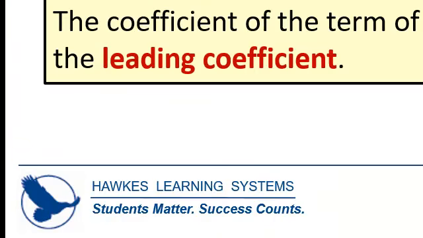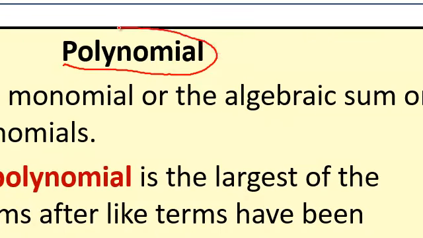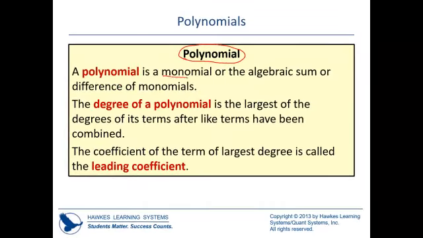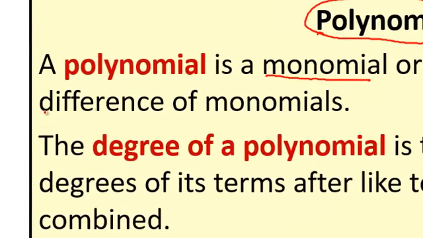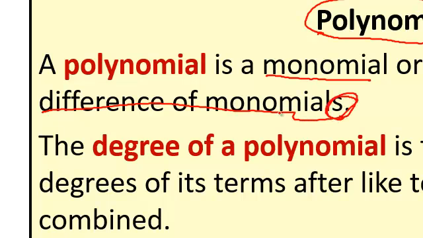Now we get to the point that we're talking about polynomials. Poly means more than one, or many. And so a polynomial is a monomial, or the algebraic sum or difference of monomials. Look at the s here, plural. Like I said, monomials are the building blocks of polynomials. So a monomial can be considered a polynomial, or where we add or subtract a bunch of them. Those are considered to be polynomials. We take all these different little monomials and we do what we've got to do with them, and then we wind up with a polynomial expression.